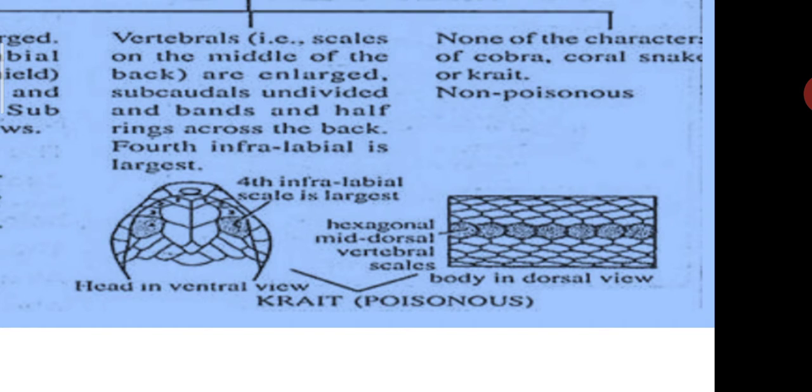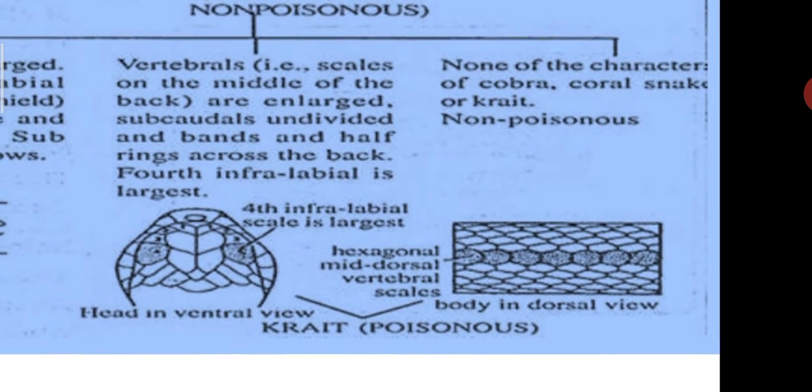Here also you can see scales on its head and on the ventral side. There are enlarged vertebrals, undivided subcaudals, and bands and half rings across the back. The fourth infralabial is largest: 1, 2, 3, 4. If it has a larger shield-like structure, then it is poisonous. Here you can see none of the characters of cobra; coral snakes are great. It will be non-poisonous.